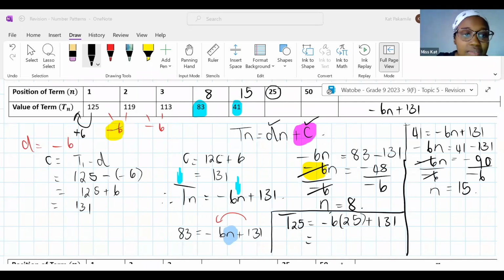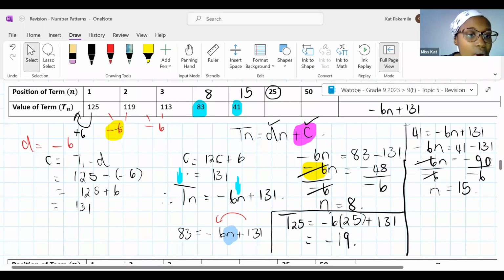Position 25, what will the value of the term be? Thank you. -19. Okay, how are we feeling about working with Tn?